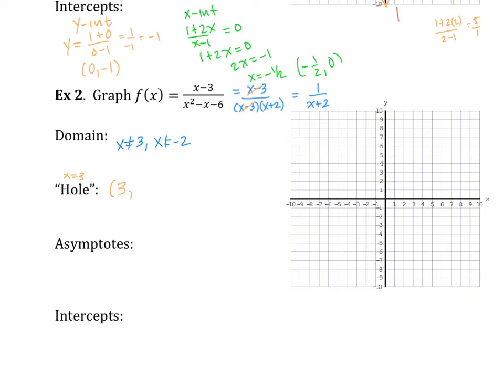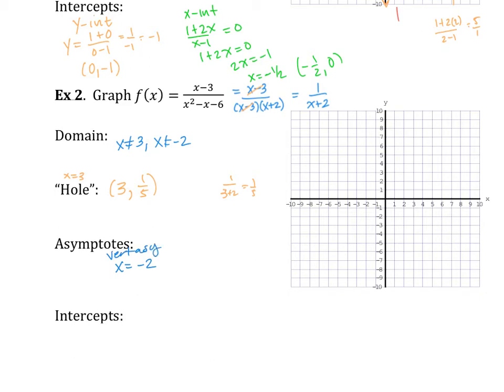So my hole is at 3, comma. To get the y value, I'm just going to plug it into my simplified function. So 1 over 3 plus 2 is 1/5. So at 3, comma 1/5, I'm going to have a hole. And again, that's an ordered pair because a hole is at a specific point location. For my asymptotes, I canceled out x minus 3, so that does not produce an asymptote. It produced a hole. But I still have x plus 2 in the denominator, which means at x equals negative 2, there's a vertical asymptote.